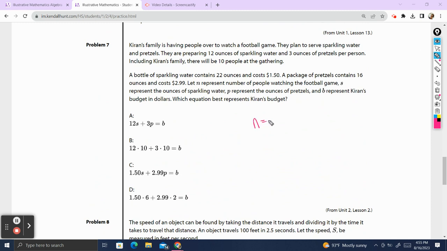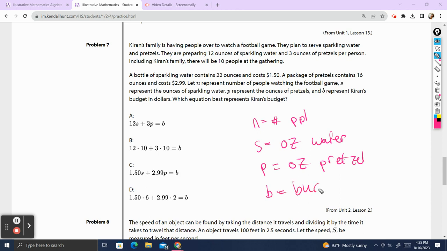Let N represent the number of people watching the football game. S represents the ounces of water. P represents the ounces of pretzels, and B represents Kieran's budget in dollars. Which equation best represents Kieran's budget?